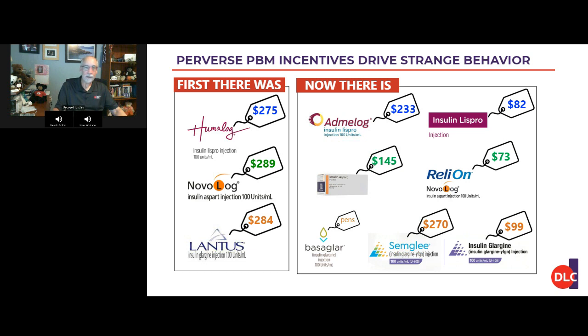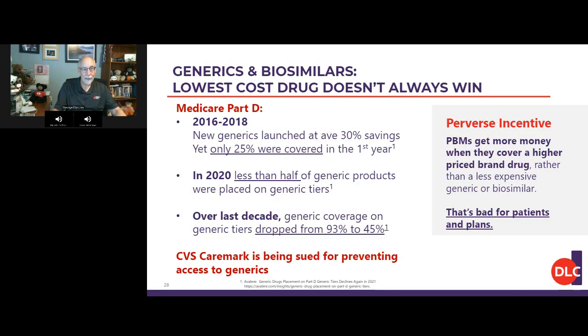On what planet does it make sense for a manufacturer to come out with a generic of their own drug? Only in America does that happen. We normally think of another competitor coming out with a generic. Here we've got the main manufacturing company coming out with 3 versions of their own product just so they can market it at lower and different price points. Other thing to bear in mind here: with generics and biosimilars, the lowest cost drug does not always win. You need to check your plans to see if they're even covered.